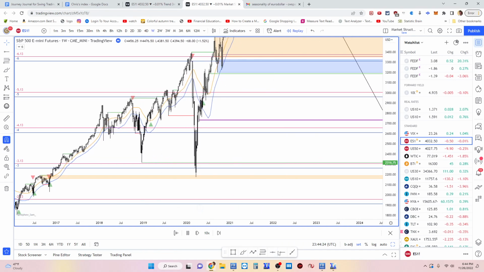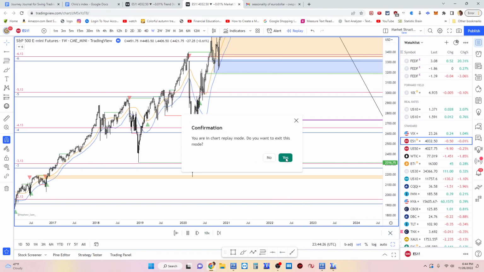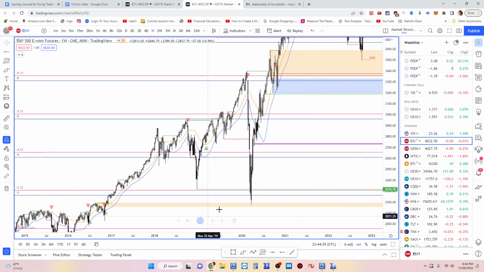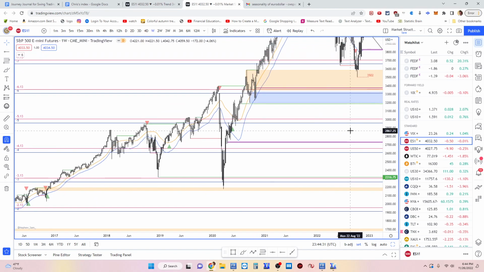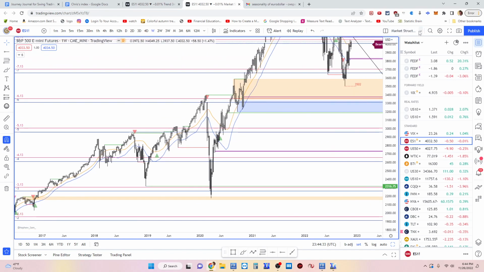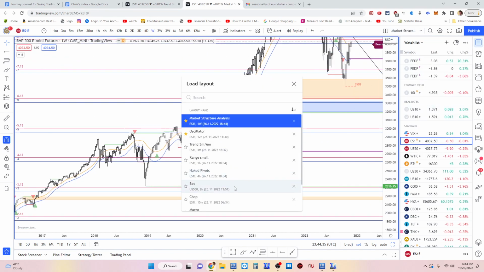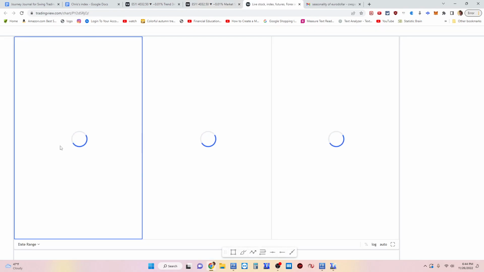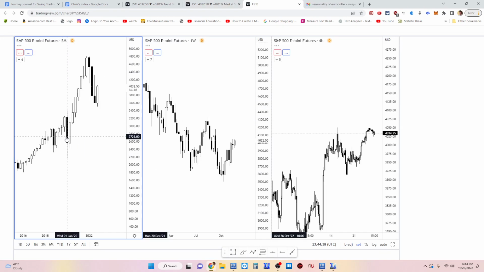Another one is definitely using the naked pivots. These are like fair value gaps, just inefficiencies that the market's trying to fill. Now we go to the naked pivots. I like to look at the high time frame naked pivots, and here we are. One is the quarterly, one's the weekly.